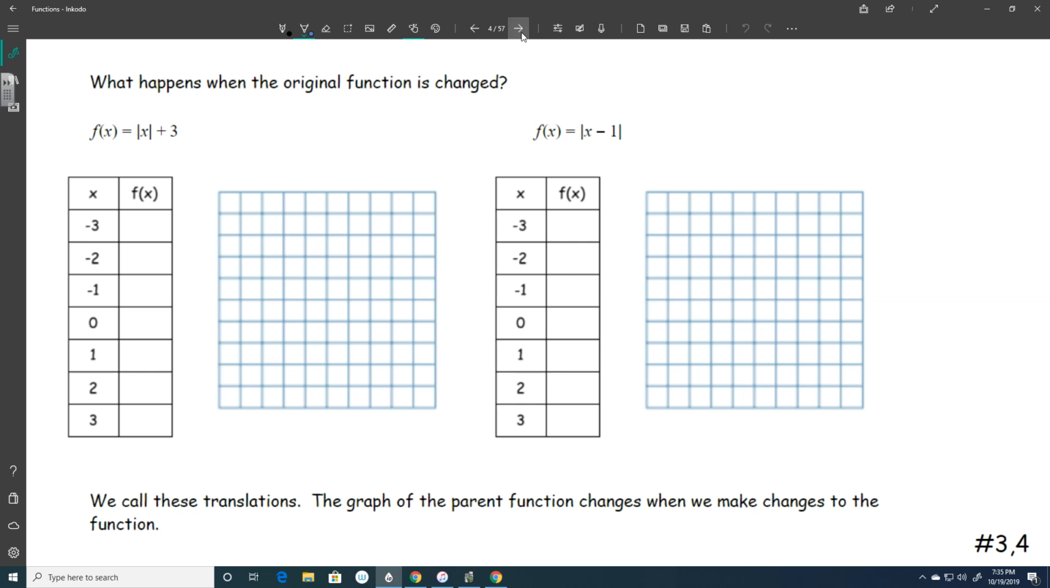So if I start plugging in my x values, if I plug in -3 to this, I get the absolute value of -3 plus 3. This is 3 plus 3, so that becomes 6. Then I plug in -2. The absolute value of -2 plus 3 becomes 2 plus 3, so that becomes 5. When I plug in -1, I get a positive 1 plus 3, which is 4. And when I plug in a 0, 0 plus 3 is 3. Then I plug in a 1, 1 plus 3 is 4. Plug in a 2, 2 plus 3 is 5. Plug in a 3, 3 plus 3 is 6.